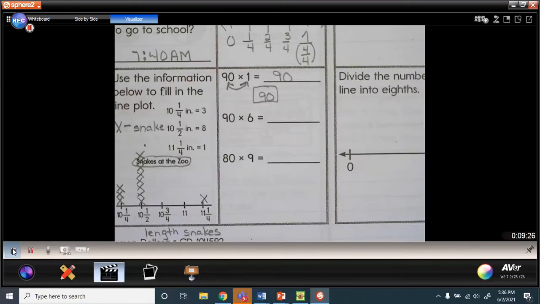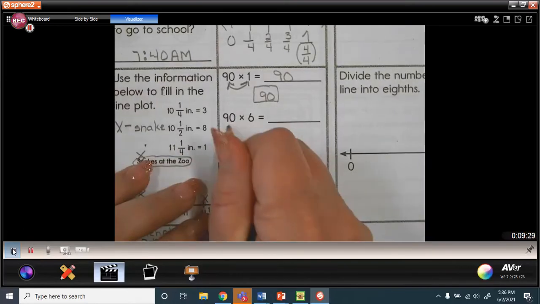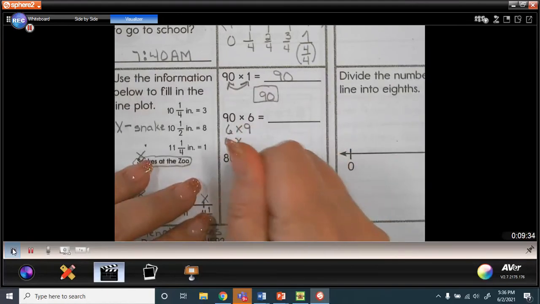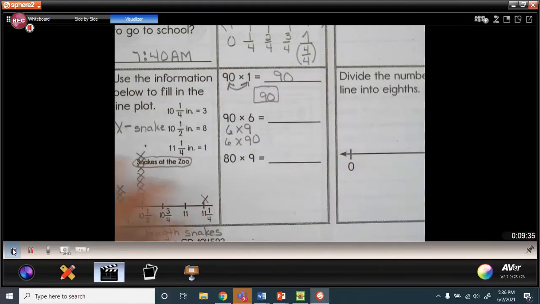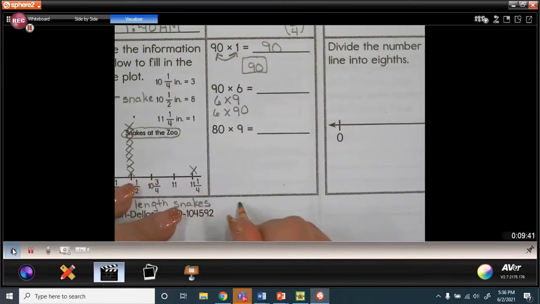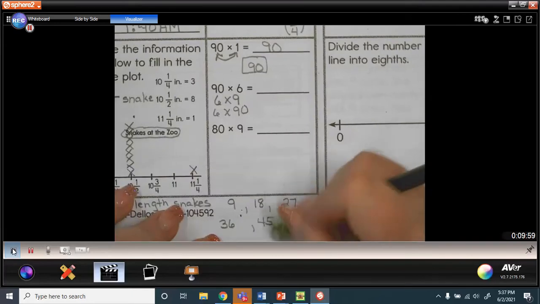We can also use what we know about 6 groups of 9 to help us with 6 groups of 90. Now, how do we do that? Well, if we know how to count by 9s, which we should, right? Because we have 9, 18, 27, 36. Our next group of 9 is going to be 45. And finally, 54.